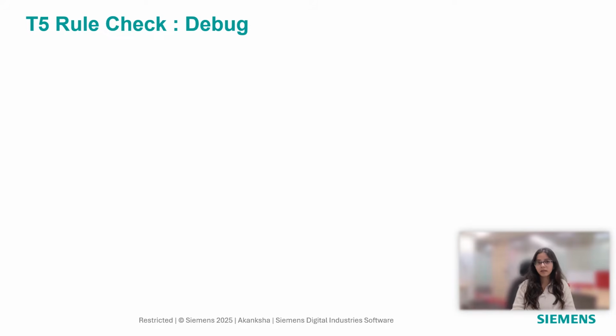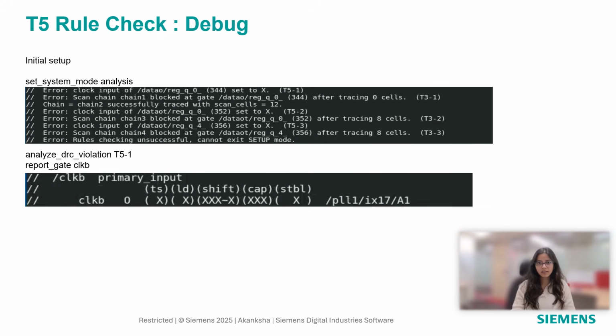Next, we are discussing the T5 violation in detail. We will see how a T5 violation is reported and how we can resolve it. So let's go step by step. After the initial setup of loading your design, the first step is reporting the violation. So we run the design rule checks by the command set system mode analysis or check design rules. After this step, the tool reports multiple T5 violations, meaning some of the scan chains or memory elements are not meeting the required shift condition.